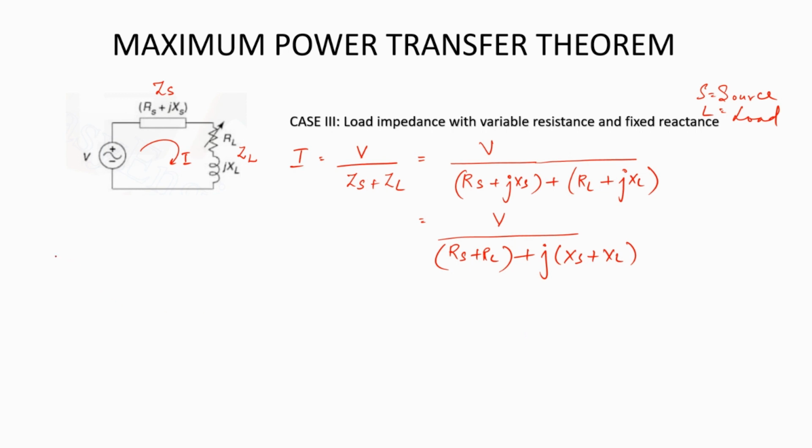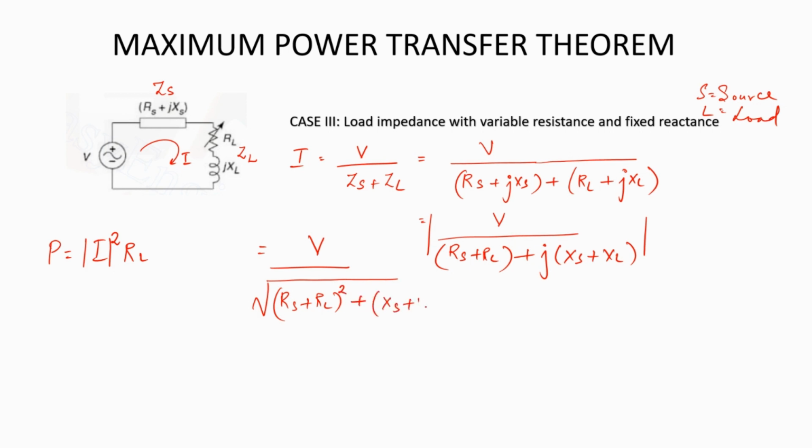So now what is the expression for power? So power is going to be I square into RL. In fact, I'll say magnitude of I square into RL. So what is the magnitude of I? So if I take the magnitude of this value, what would I get? What I would get here is V divided by what's the magnitude of a complex number? It is going to be whole root of RS plus RL the whole square plus XS plus XL the whole square. So this is the value of magnitude of I.